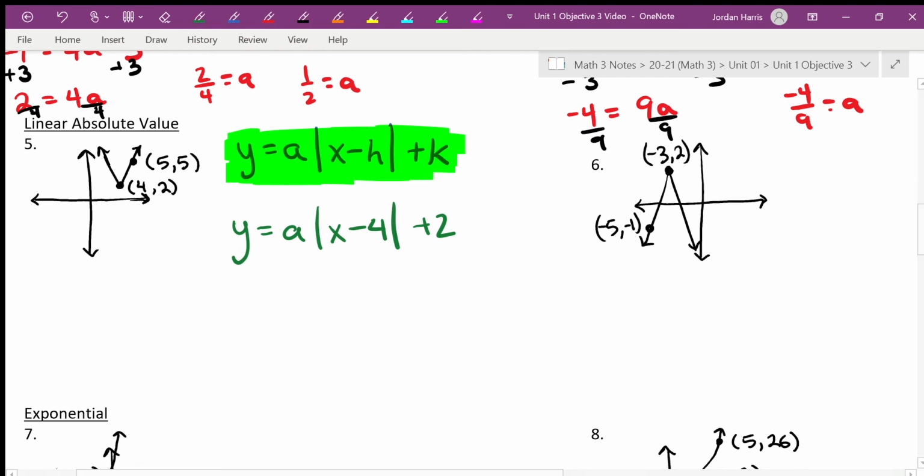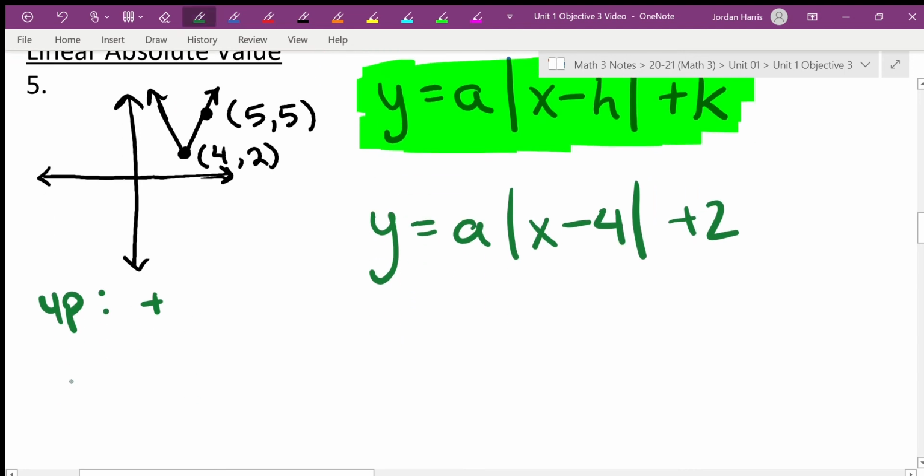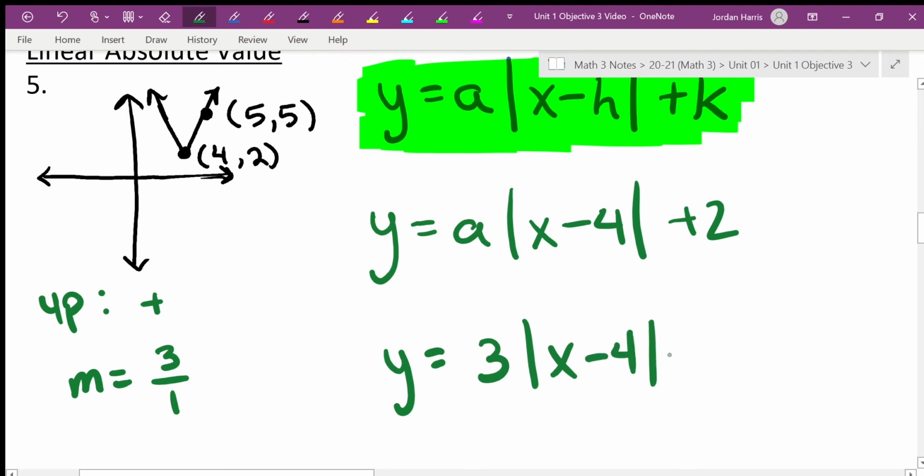Nice thing about this is I can count slope. It's opening up, so that means it's positive. Make sure you remember that. So I'm rising 1, going from 4 to 5, rising 1. Nope. Going from 2 to 5, I'm rising 3. That makes much more sense based on that graph. So I'm rising 3, running 1. So m equals rise of 3, run of 1. Going from 2 to 5, that's a rise of 3, the y values, run of 1. So that's it. y equals 3|x - 4| + 2.